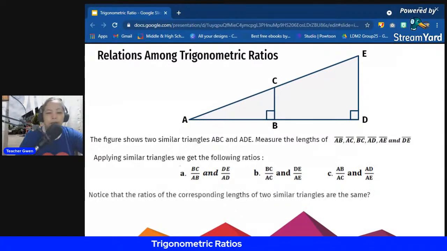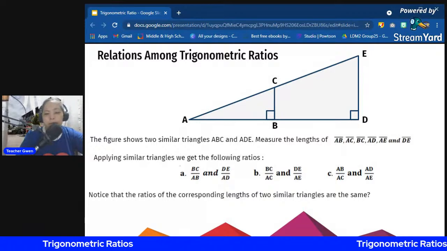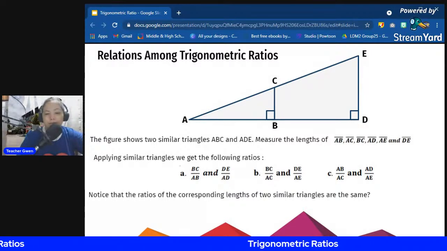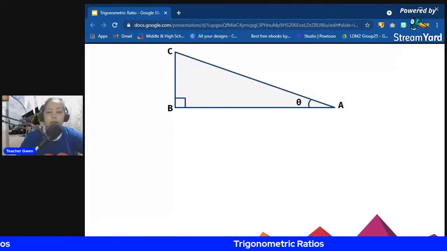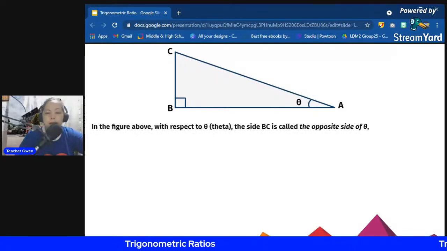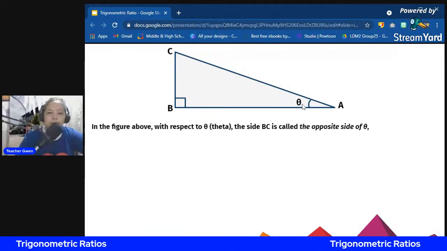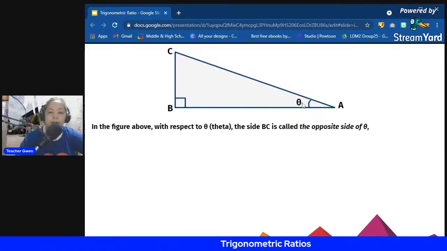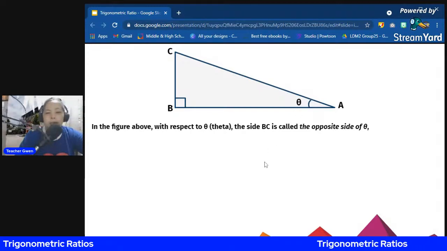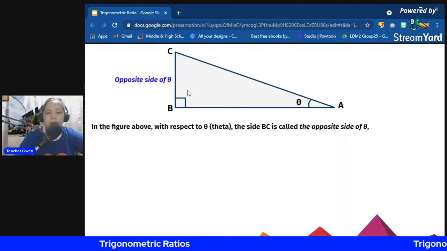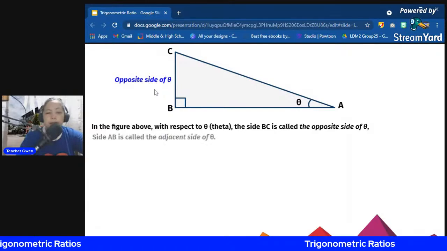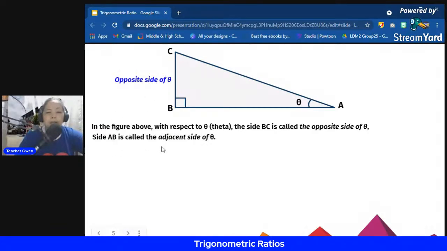Notice that the ratios of the corresponding lengths of the two triangles are the same. So here we have the same concept. Here we have triangle ABC with respect to theta. This is angle theta. Theta is a Greek letter. The side BC is called the opposite of theta. Then we have side AB, which is called the adjacent of theta.